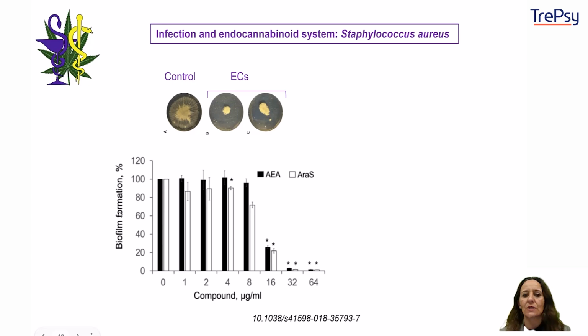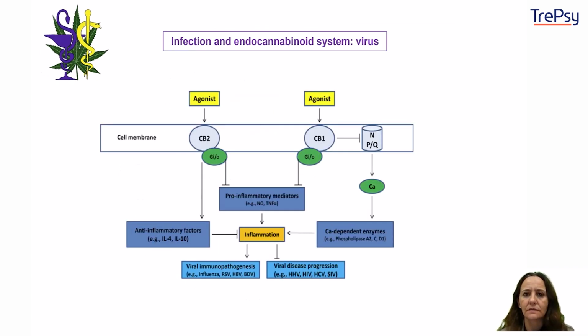So can we control this proliferation of bacteria? It seems that the works that are being published point to this. And not only for bacteria, but also for viruses. As we can see here, the agonist of CB2 can give rise to anti-inflammatory factors, and this is what we were seeing in previous slides, and this blocks inflammation. And this can be controlling disease progression in virus infection.